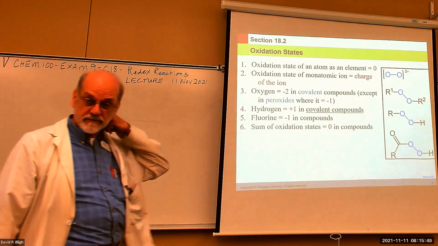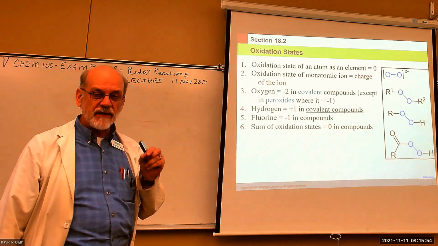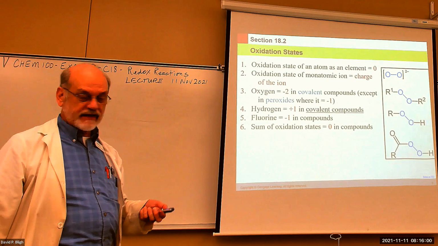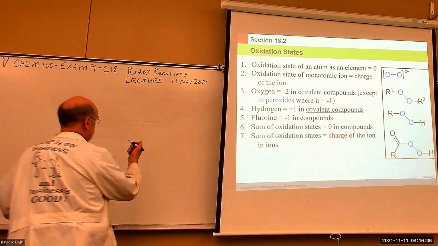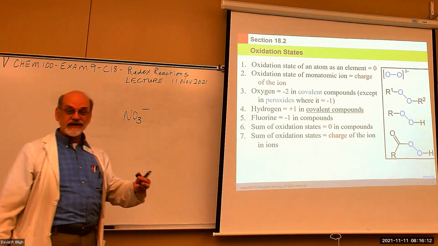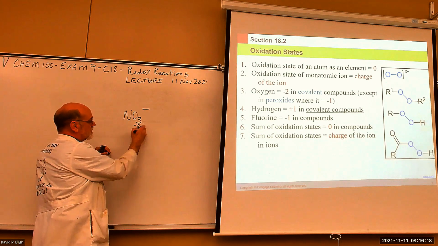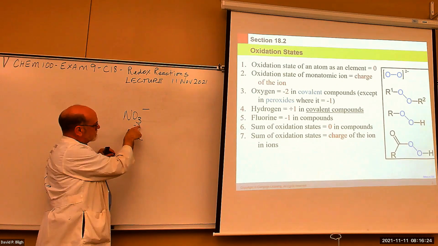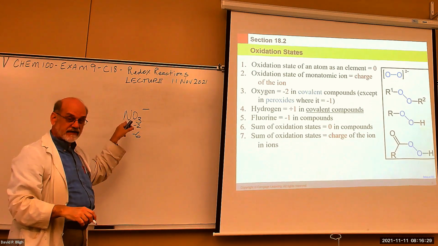I mentioned this one earlier, but here it is as a rule. The sum of all the oxidation states for a neutral compound must be 0. And then you probably guessed the next one. If you have a polyatomic ion, such as NO3-, that's nitrate, the nitrate ion, oxygen still has a -2 oxidation state. So if we say 2 times 3 is 6, the total oxidation state for the oxygen side is -6.